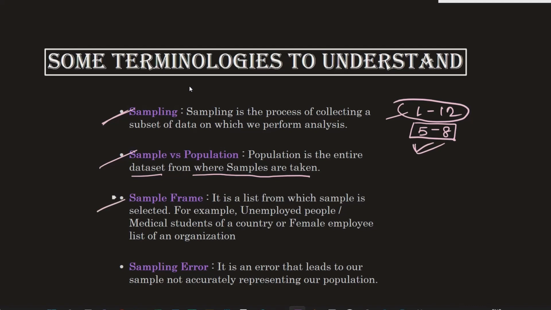Then we have sample frame. It is a list from which the sample is selected. For example, unemployed people. If we talk about the people in our country, we know that we have a huge population. But let's say you have been asked to collect the data only from the unemployed people. In that case, unemployed people will become the sample frame that you are given. Similarly, among all the students within our country, let's say you are collecting the data only from the medical students. Then medical students become the sample frame for which you will now collect the sample.